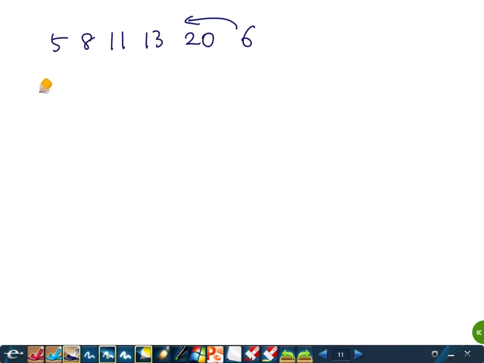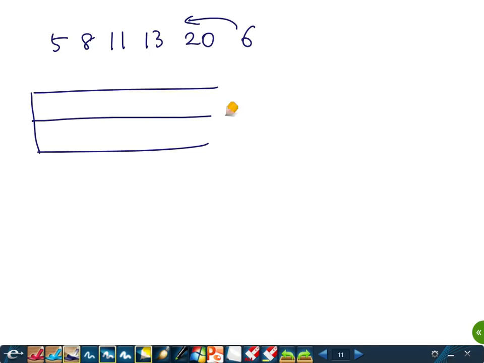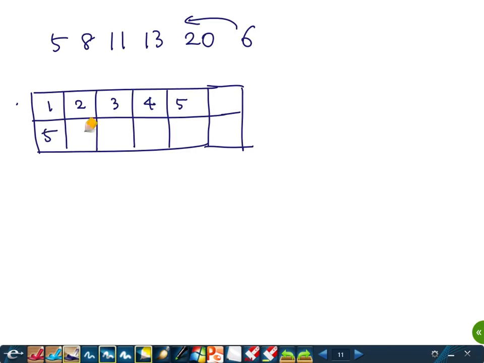So here, what happens is, okay, let me write, so this is j. Maybe it's helpful, Sj. Okay, these are the positions. So 1, 2, 3, 4, 5. These are the numbers. 5, 8, 11, 13, and 20.